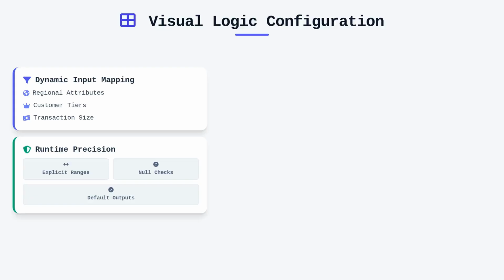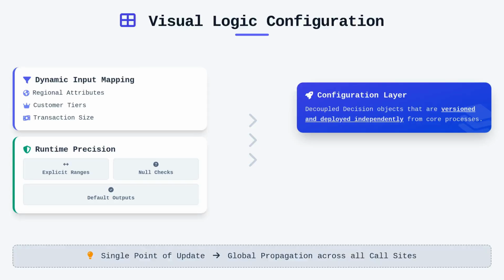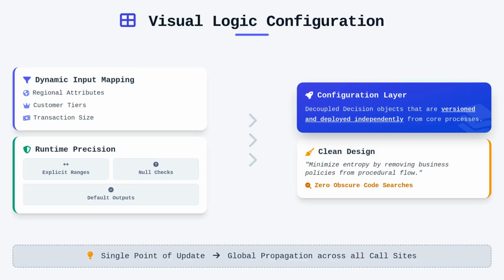Developers should view these tables not just as static containers, but as active components of the application's configuration layer, which can be versioned and deployed independently of the processes that call them. If your logic requires significant changes in the future, updating a decision object ensures that those changes propagate across all call sites, eliminating the need to search through hundreds of lines of obscure code. This methodology aligns with the principles of clean design, where we minimize entropy by keeping specific business policies in predictable, easily accessible locations rather than embedding them deep within the procedural flow of the application.